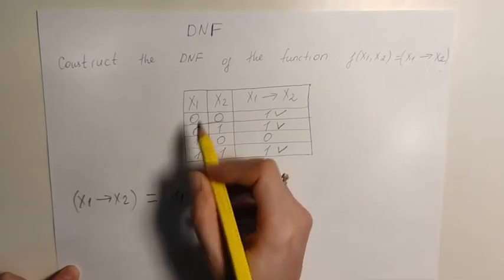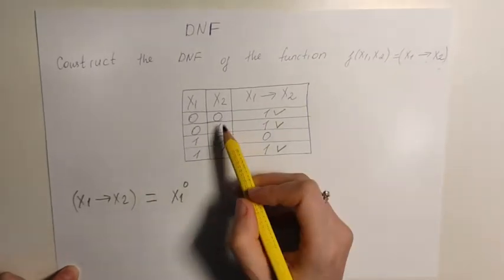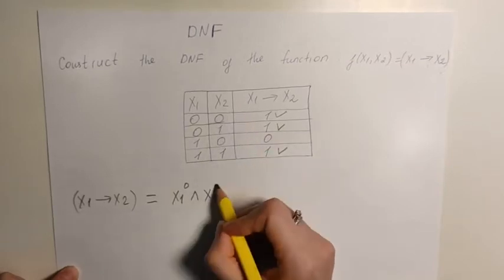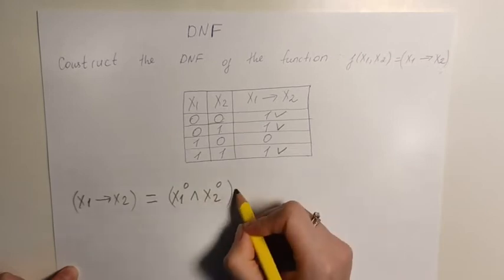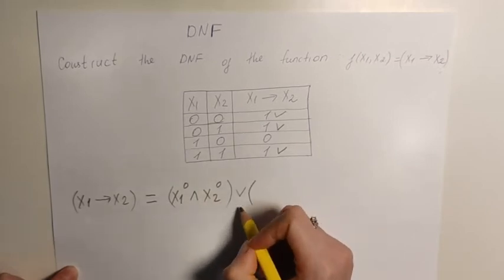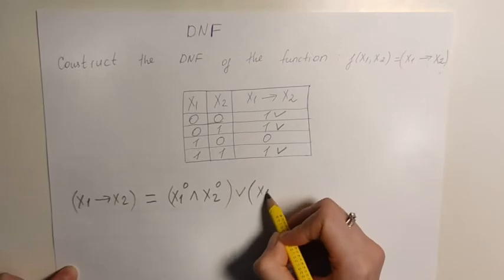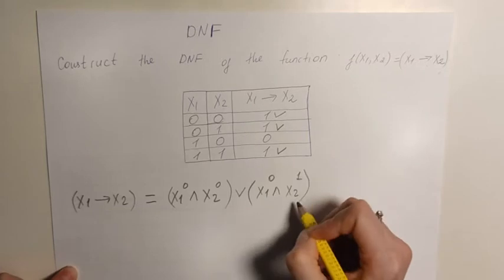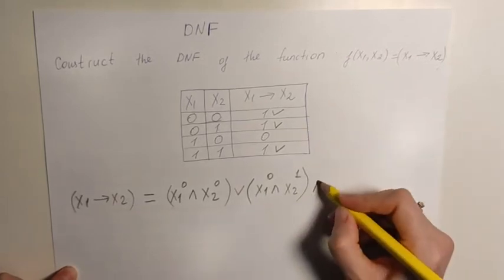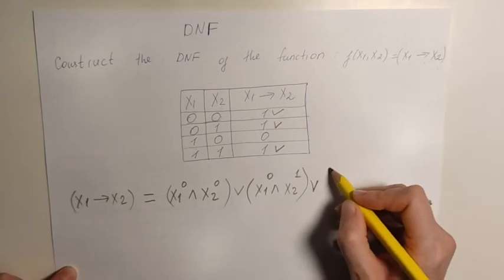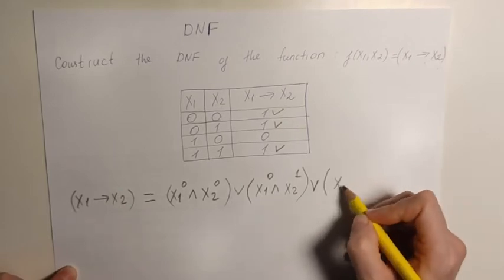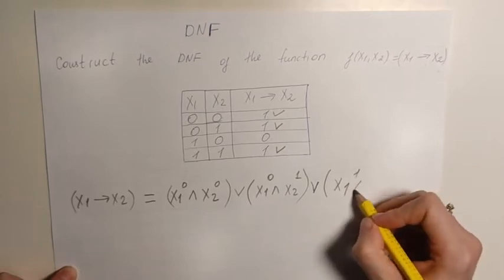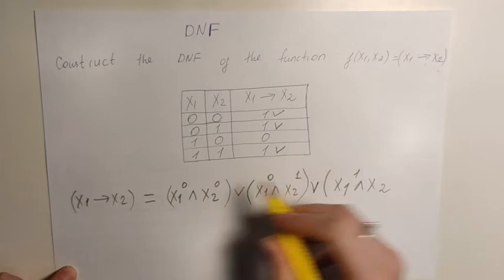x1, the truth value is 0, and x2, the truth value is again 0, or again x1 is 0, x2 is 1, and ORing together with x1 is equal to 1, x2 is equal to 1.